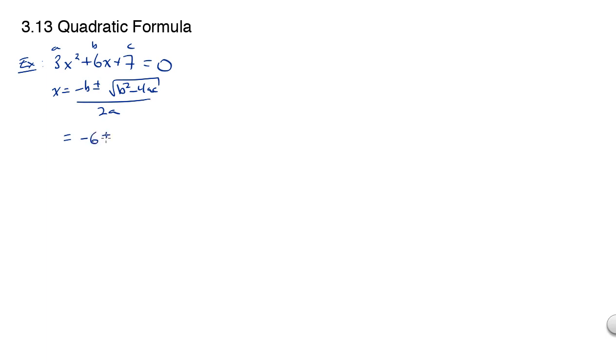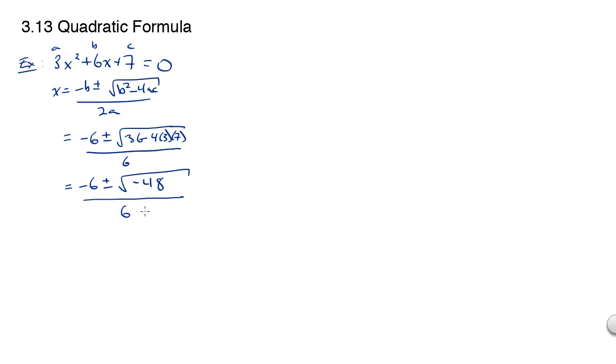Negative 6, plus or minus b squared, which is 36, minus 4 times 3. I'm just going to write it out because I can't do this part in my head. 4 times 3 times 7, all over 2 times 3, which is 6. So you get negative 6 plus or minus. If you do that calculation on the inside, you're going to get negative 48, because this 4 times 3 times 7 is going to be larger than 36. You probably already suspect that immediately.